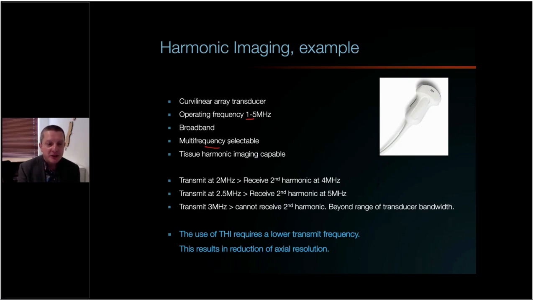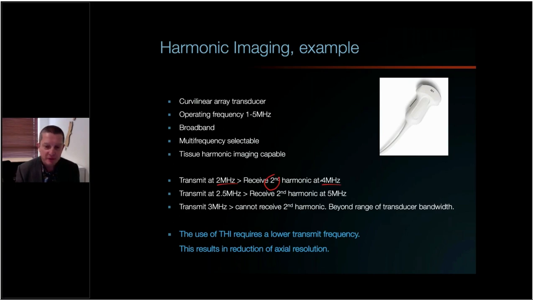can offer better penetration. Almost all ultrasound transducers nowadays are tissue harmonic capable. So for instance, with this transducer that can operate between 1 and 5 megahertz, you can transmit a 2 megahertz incident pulse and receive the second harmonic at 4 megahertz.